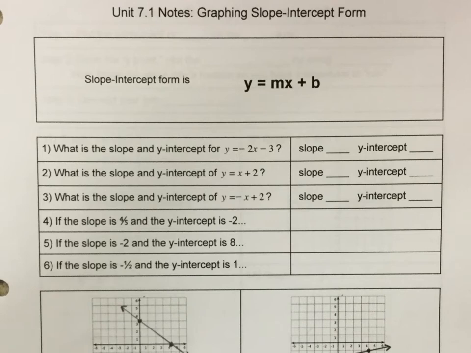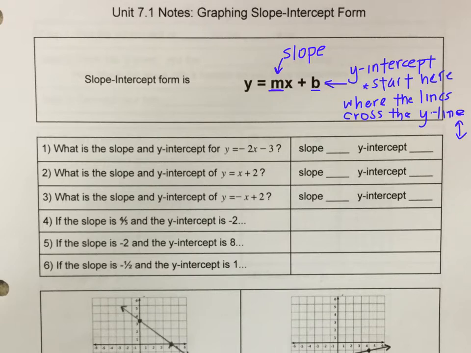We're going to learn how to put equations into graph form. The equation we're going to use, we use it in slope-intercept form. It's called y equals mx plus b. Your m is always going to be your slope, and your b is what we call the y-intercept. What the y-intercept means is it's where we start our graph every time, and it's where the lines are going to cross the y line.